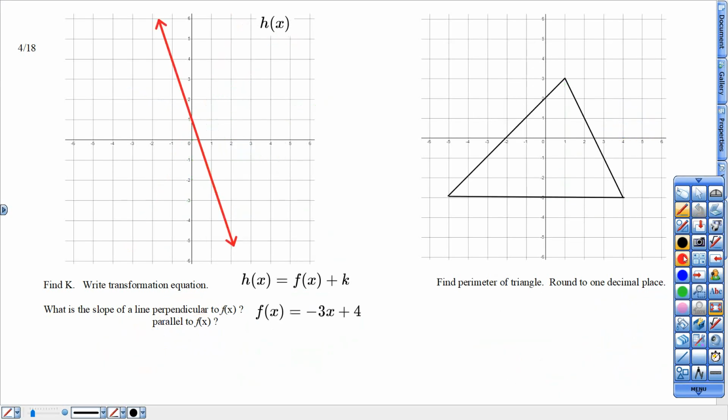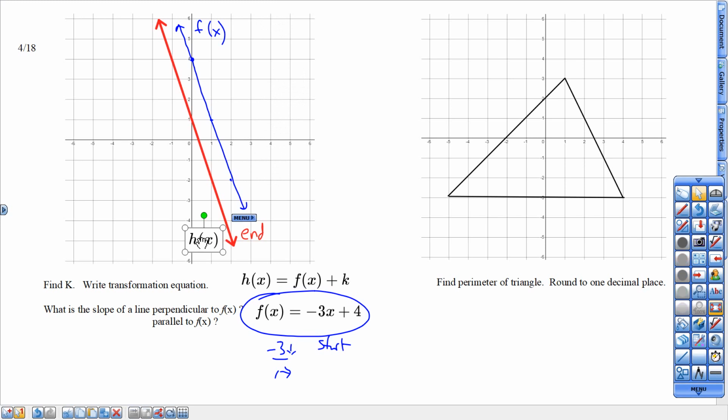Again, looking at this one, this is the ending line. This right here, we'll do it in blue. This is the starting line. So starting at +4, and then that -3 means I'm going right 1, down 3, right 1, down 3, right 1, down 3. That is my starting line, best I can draw that. That is f of x. This one down here is h of x. Not sure why I printed it up there. That's h of x.